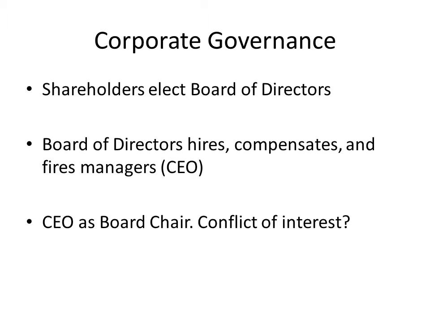So let's talk a little bit about how corporate governance works at the corporation. First of all, the shareholders elect the board of directors, and the job of the board of directors is to represent the interests of the shareholders. And they also hire, compensate, and fire managers, the CEO, and the people who work for the CEO. And so the board of directors should be doing this hiring, compensating, and firing on the behalf of the shareholders, not on the behalf of the managers.